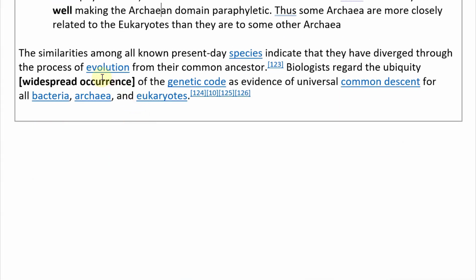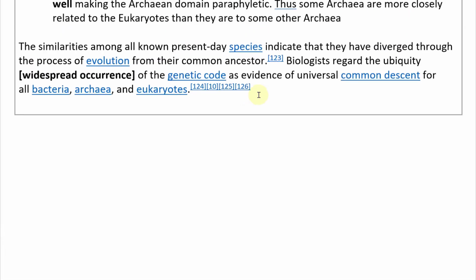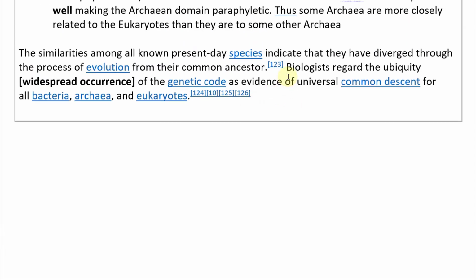And let's continue further. The similarities among all present-day species indicate that they have diverged through the process of evolution from their common ancestor. So yes, that is the main reasoning, actually, that all species are similar. Remember, they have legs, arms, etc., breathing, most of them.